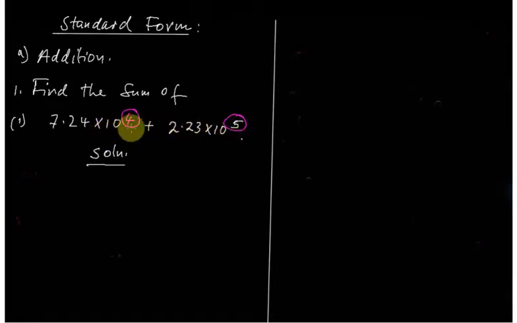As a hint, make sure that you change the smaller number. This is smaller compared to this because this is having power 5 and this is having power 4. So don't look at this 7 and this 2 now. This one is bigger. If numbers are written in standard form and one number is having a higher power of 10 than the other one, then that number is bigger. So let us see how we carry out addition in this case.